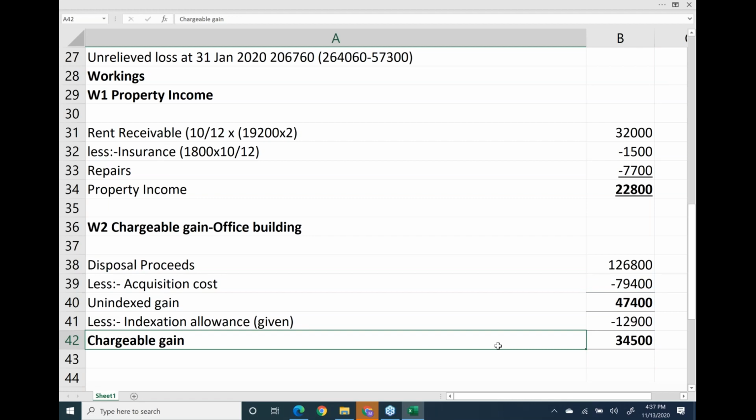Okay, so I've just calculated property income and chargeable gain in front of you. There is no, my dear students, interest income, so just forget it. Let's move to total profits, because we need to set off total profits from trading loss as asked by the examiner in the requirement.